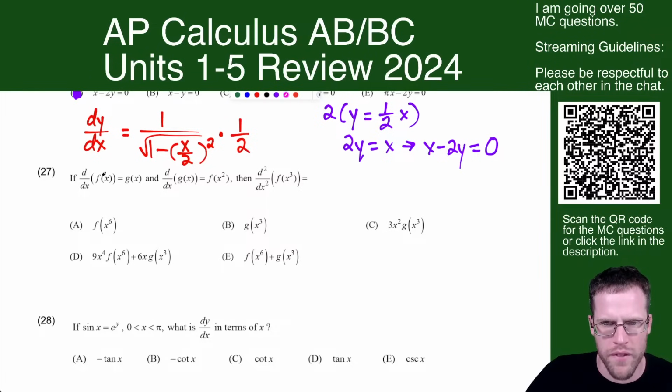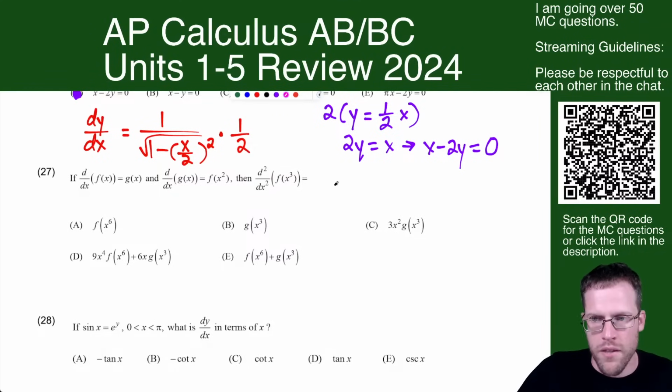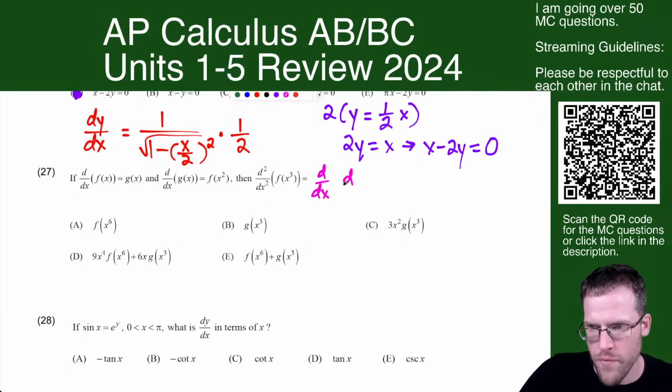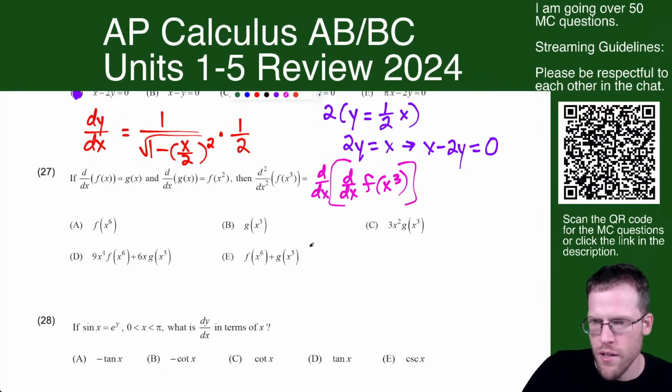So they told us the derivative of f equals this. The derivative of g equals f of x squared. And now what's the derivative of f of x to the third? But we're taking two derivatives. This basically means the derivative of the derivative of f of x to the third. So here, I'm going to derive this first, and I'll write it over here, that we have the derivative of, and now I'm using chain rule.